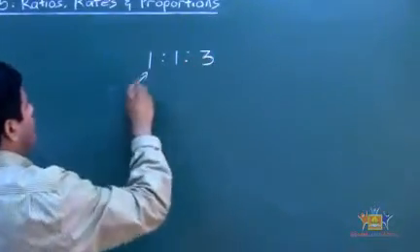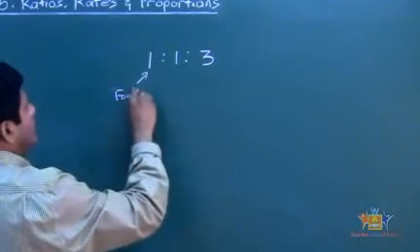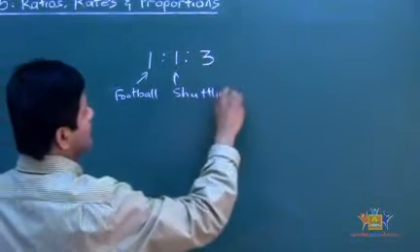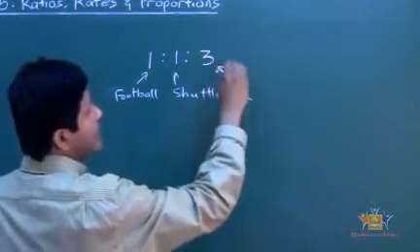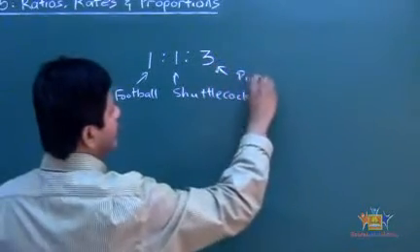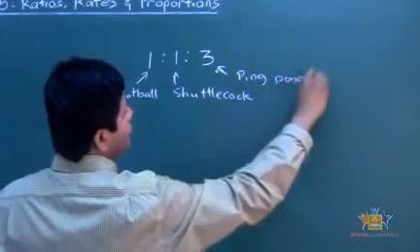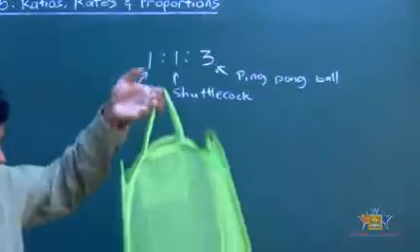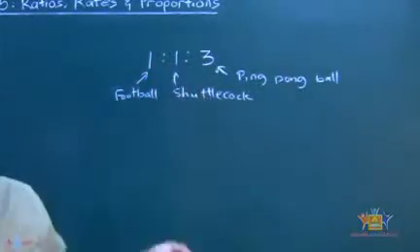That means 1 football, 1 shuttlecock, and 3 ping pong balls. Alright, so let's say you know the ratio. That's the ratio 1, 1, 3. But from the back you can right away tell there are 2 footballs.